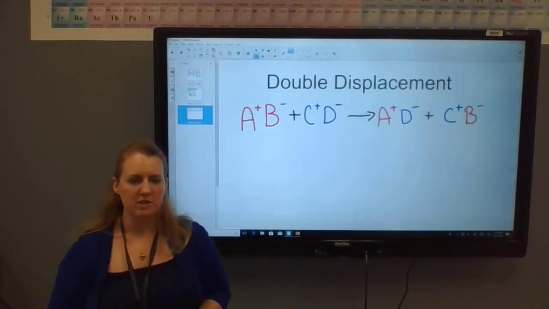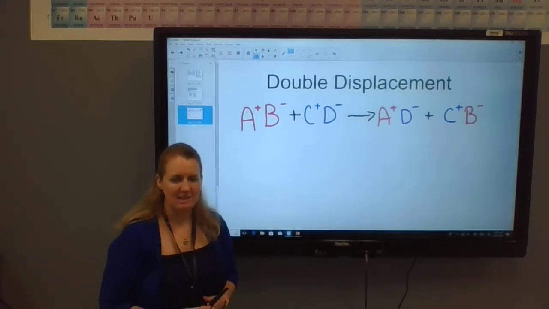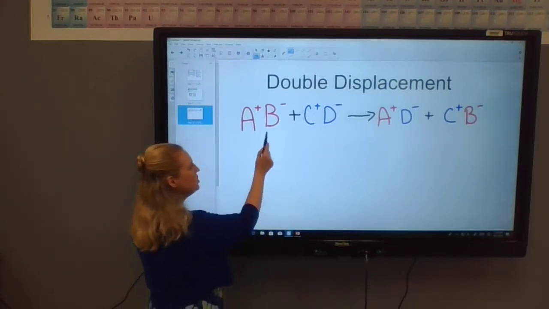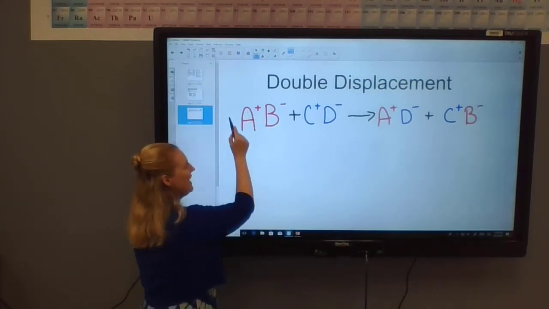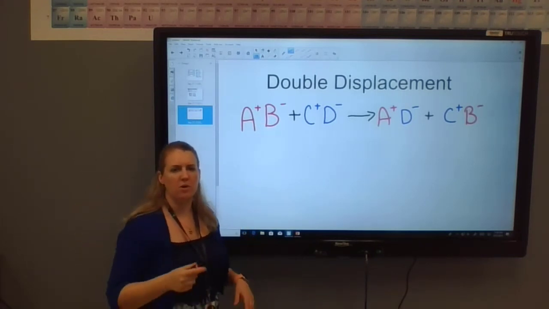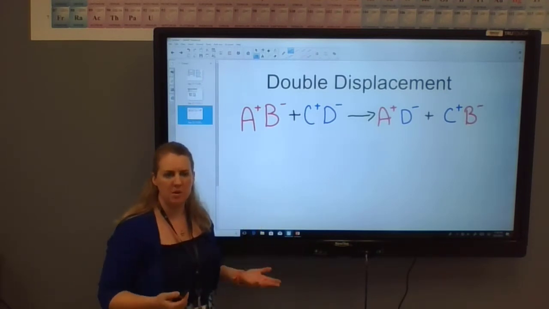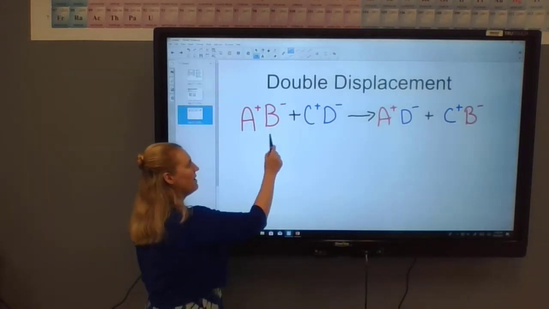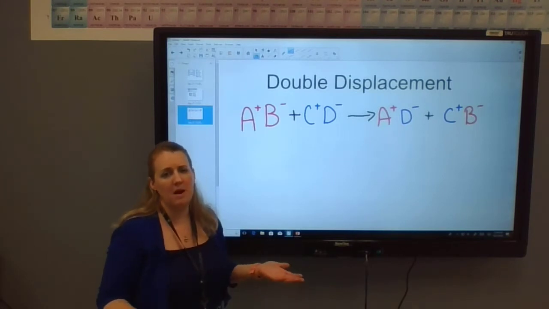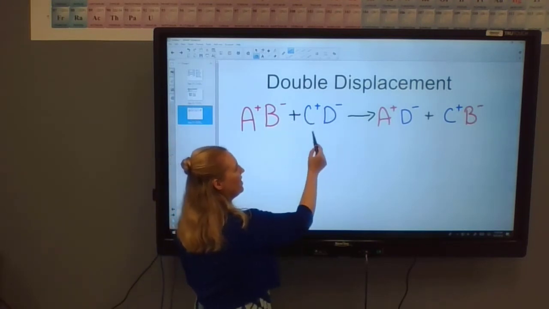Double displacement reactions are when two ionic compounds react in aqueous solution. So what this looks like is I have two ionic compounds. Each one has a cation. It could be a monatomic cation, like sodium or magnesium or lead, or it could be the polyatomic cation ammonium, NH4. And then some anion, again, this could be monatomic, bromide, chloride, some nonmetal, or it could be polyatomic, sulfate, nitrate. And this reacts with another ionic compound that also contains a cation and anion.